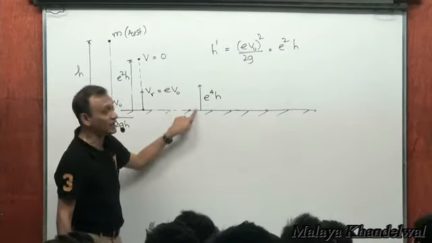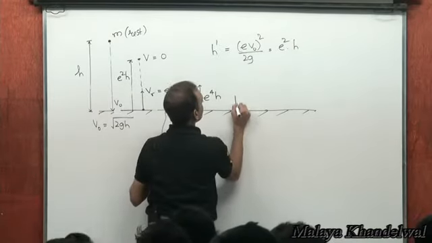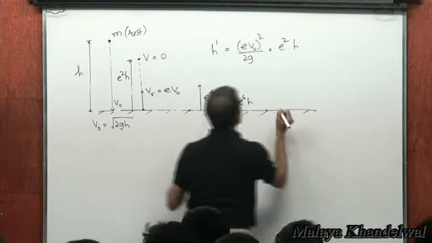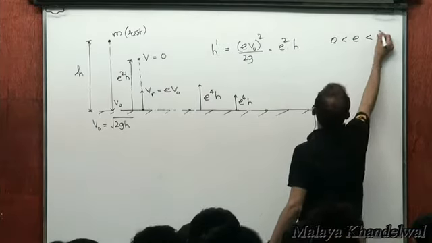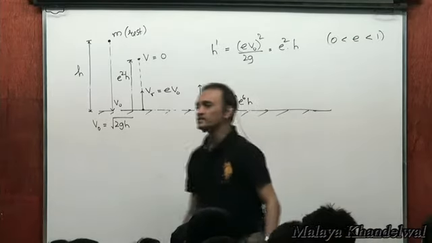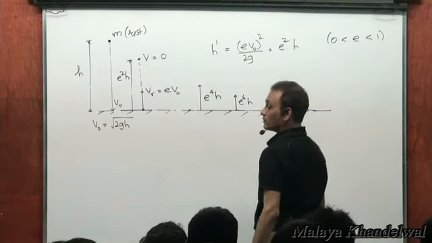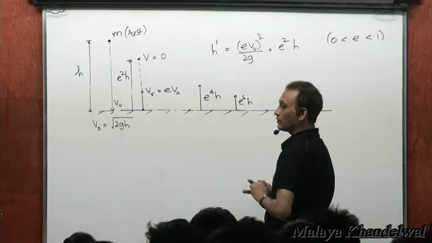Now it falls from this height. It will rise to a height which is e squared times this height. So e to power 6h, and so on and so forth. Where e is a number that lies between 0 and 1. Most of the time it has to be less than 1, or else it will bounce to the same height if e is equal to 1.